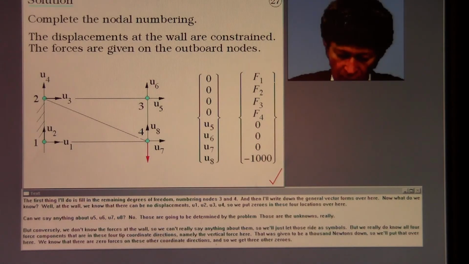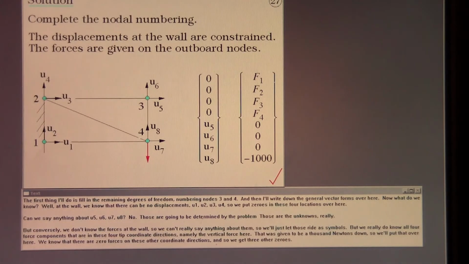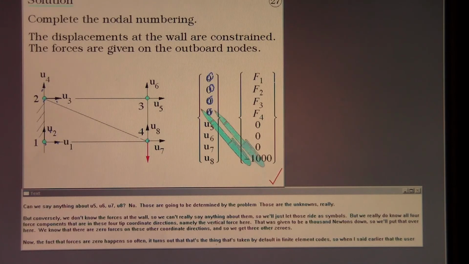The first thing I'll do is fill in the remaining degrees of freedom, numbering nodes 3 and 4, and then I'll write down the general vector forms over here. Now what do we know? Well, at the wall we know that there can be no displacements, u1, 2, 3, and 4. So we put zeros in these 4 locations over here. Can we say anything about u5, u6, u7, and u8? No, those are going to be determined by the problem. Those are the unknowns, really.